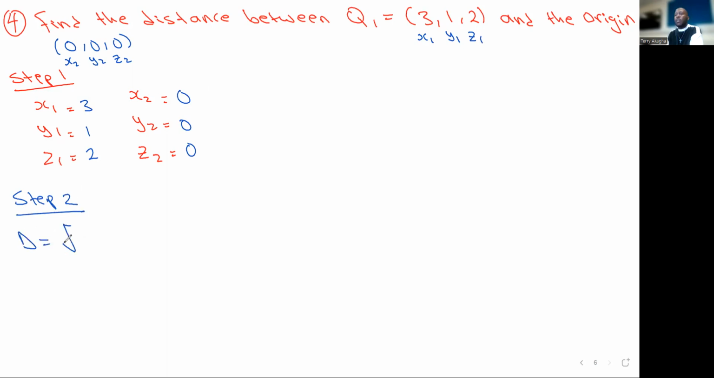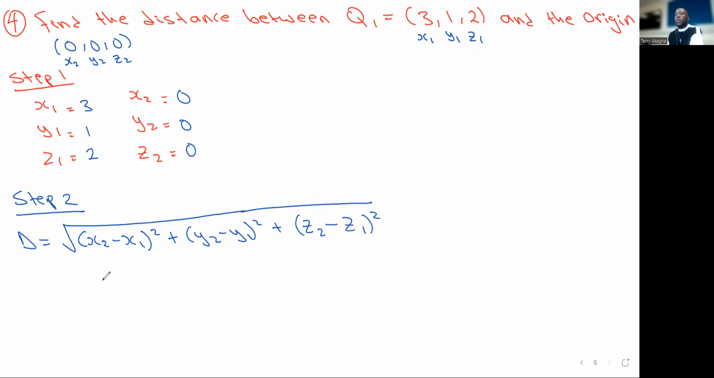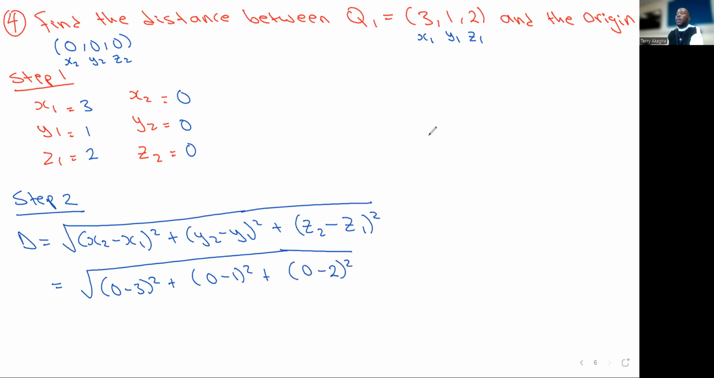Step 2 now is to find the distance. So the distance is going to be the square root of x2 minus x1 squared plus y2 minus y1 squared plus z2 minus z1 what? Squared. And that will give us the square root of x2, which is 0 minus 3 squared, plus y2 which is 0 minus 1 squared, plus the next one, z2 which is 0 minus 2 all what? Squared. And step 3, when you press this in your calculator, the answer you will get will be the square root of what? 14. And that will be the answer for that.